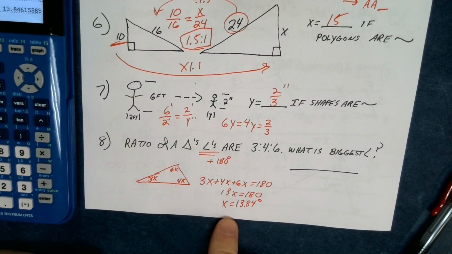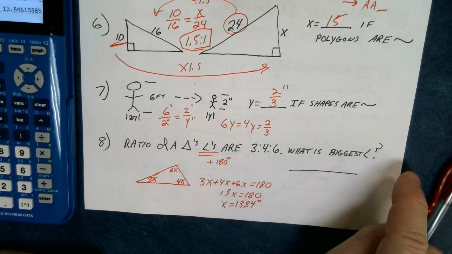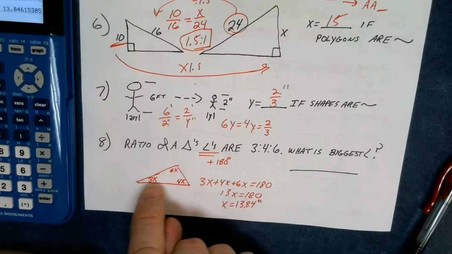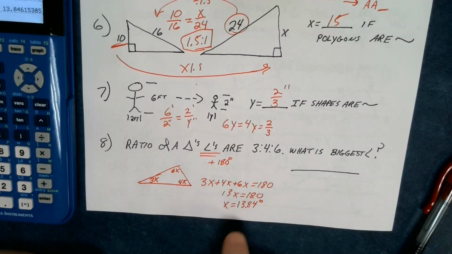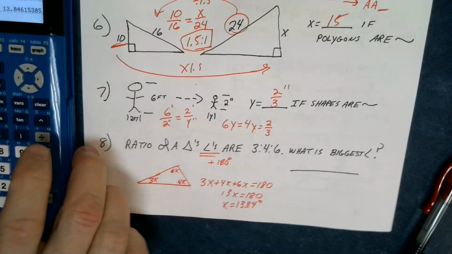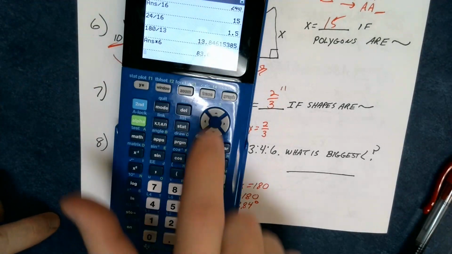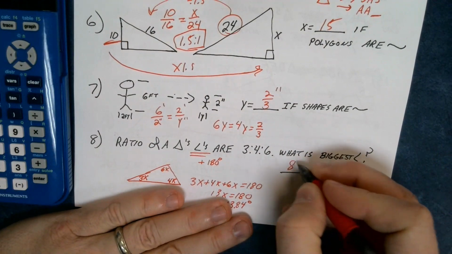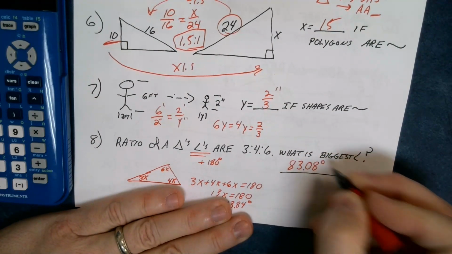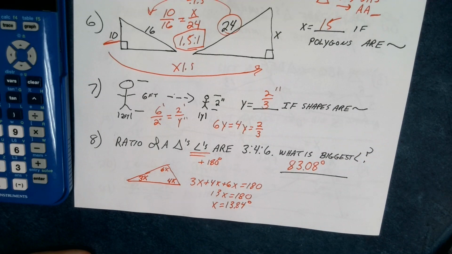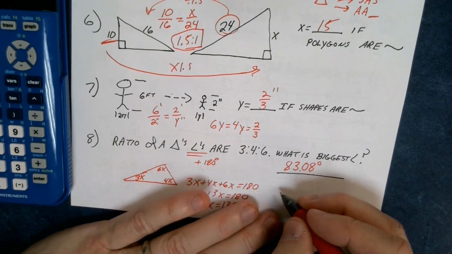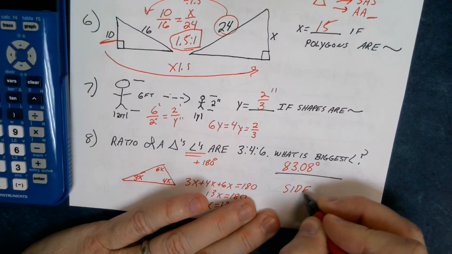13.84 degrees is x, but this says what's the biggest angle? Well, the biggest angle is the one that's multiplied by 6, because multiplying by 6 is more than multiplying by 3 or multiplying by 4. So I'm simply going to take that x and multiply it by 6, and my biggest angle is 83.08 degrees. 83.08 degrees.